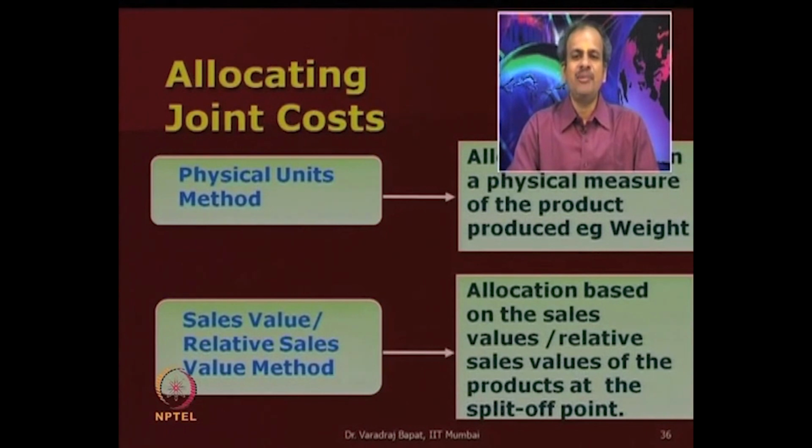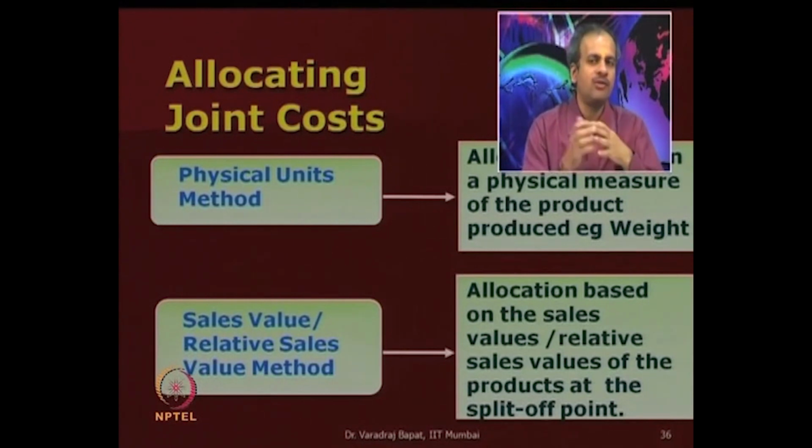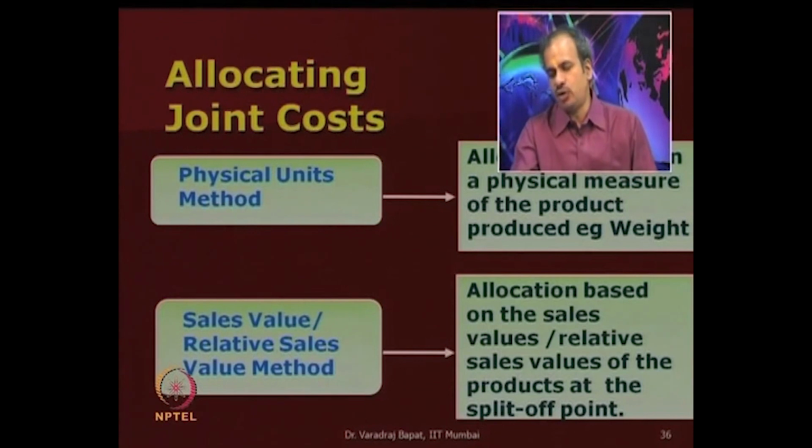So here is a little bit of comparison. We have already discussed it. The physical unit method actually goes by the number of liters or weights, whereas the sale value or relative sale value methods look at the economic value at split off point, and the economic value is estimated using either the sale value at split off or by calculating the relative sale value at split off.